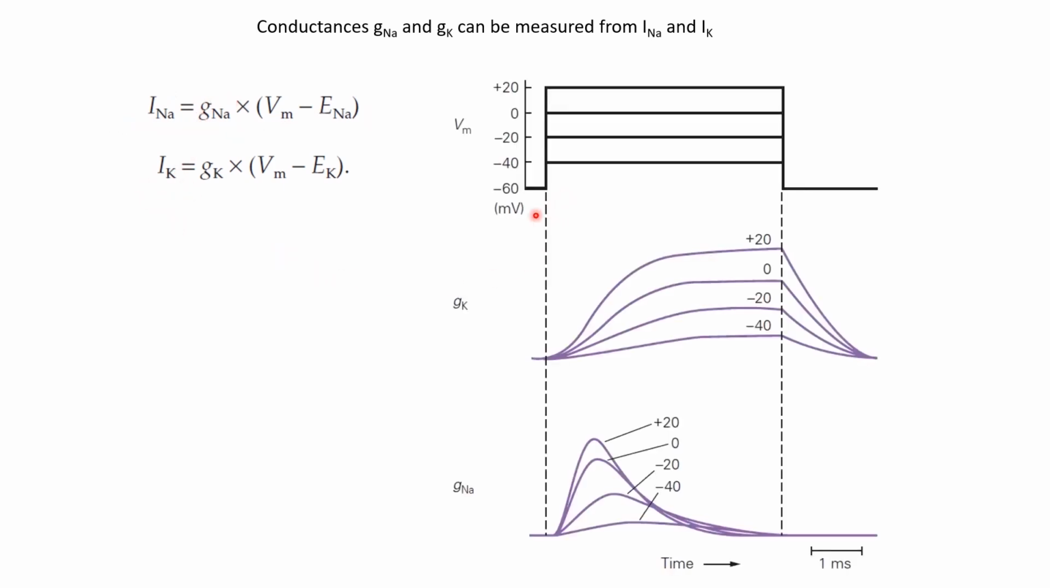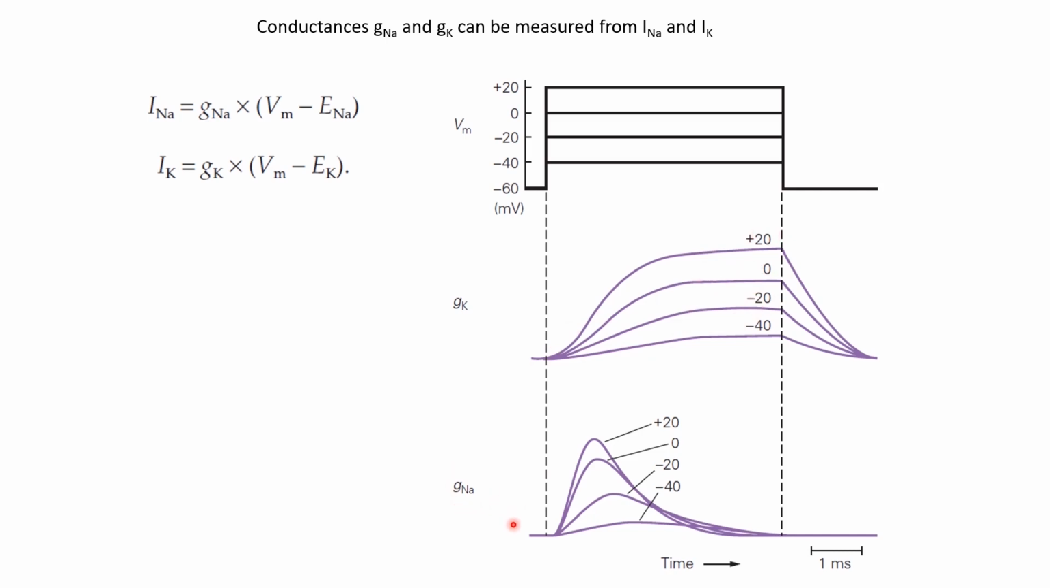So in these experiments where we start at minus 60 and then we take the membrane potential to different values of command potential, we can calculate the conductance as a function of time for different values of these command potentials. So this is what we see. At minus 40, we see the conductance increasing. At minus 20, we see it increasing even more, 0 even higher, and plus 20 even higher.